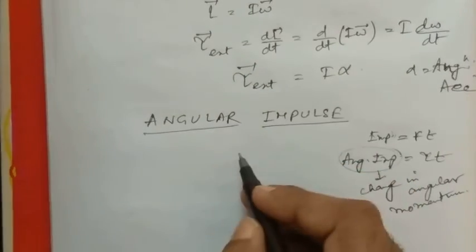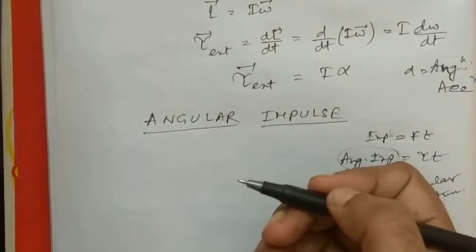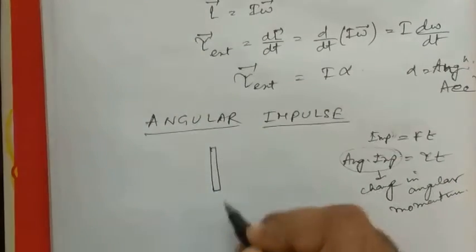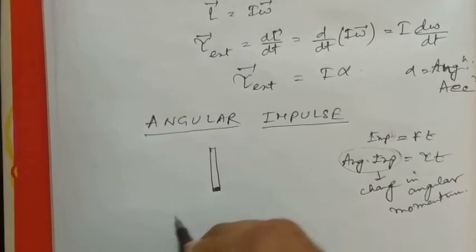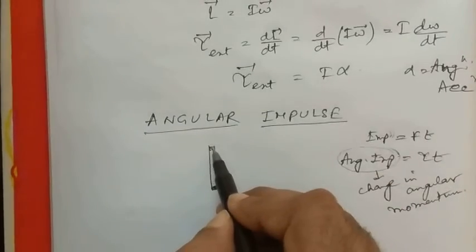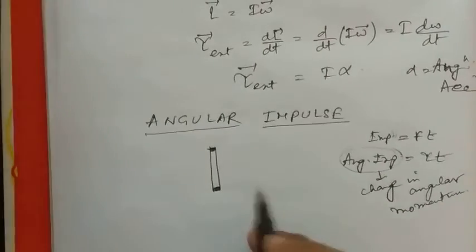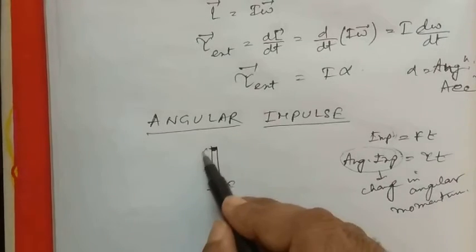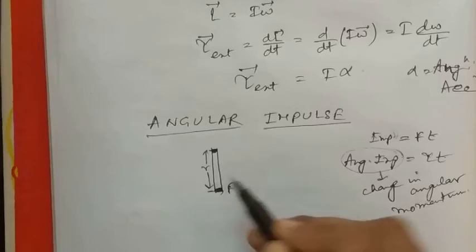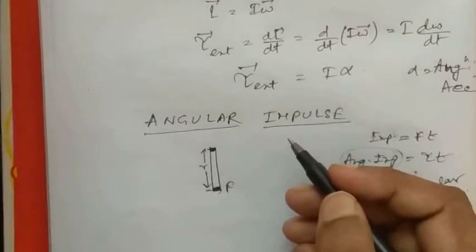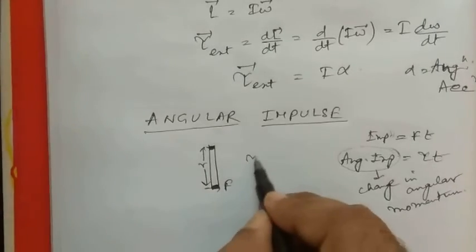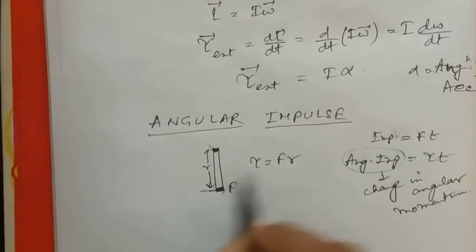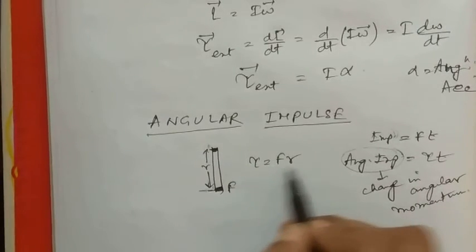If you consider a body hinged at one end, suppose this is a door, hinged here, and we apply a force F. The distance from the hinge to the point of application of the force is R. So we can write tau is equal to F r. This is F, this is R. So the torque is tau equal to F into R.